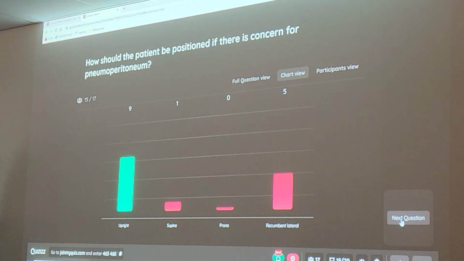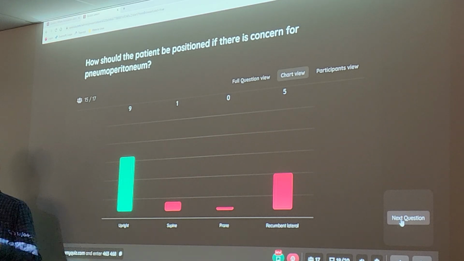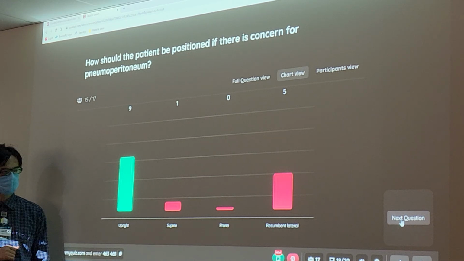So, recumbent lateral, right? Because it does not say decubitus, you're still going to assume a vertical beam. If this was lateral decubitus, then yes, that would also be correct. So upright or lateral decubitus, those are your two best options. Yes, Jay? Among those two options, which would be the most optimal?